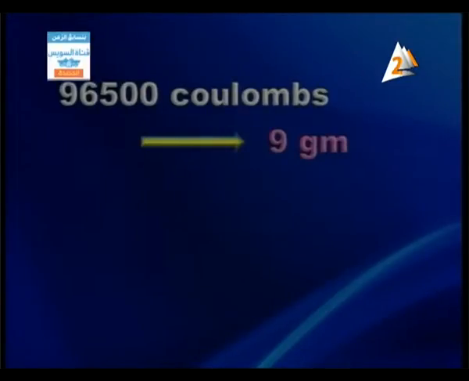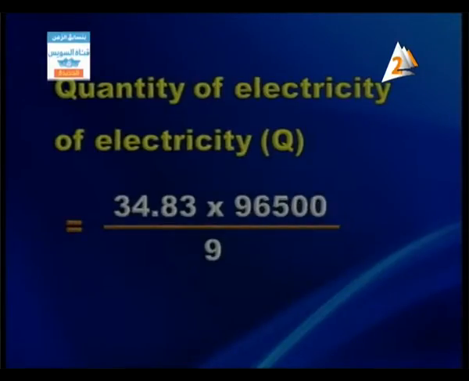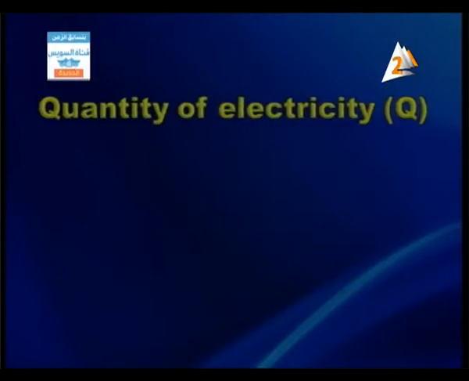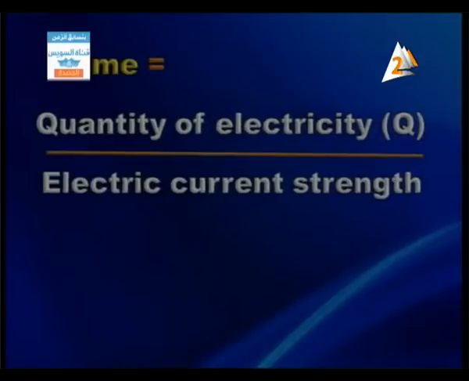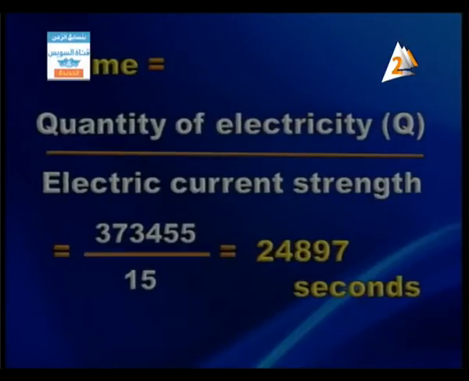Then 96500 coulomb precipitate 9 gram. So Q coulomb precipitates 34.83 gram of aluminum. Therefore, the quantity of electricity equals 34.83 times 96500 over 9 equals 373455 coulomb. Then the quantity of electricity equals the electric current strength times time. So time equals quantity of electricity over the electric current strength. So 373455 over 15 equals 24897 seconds.